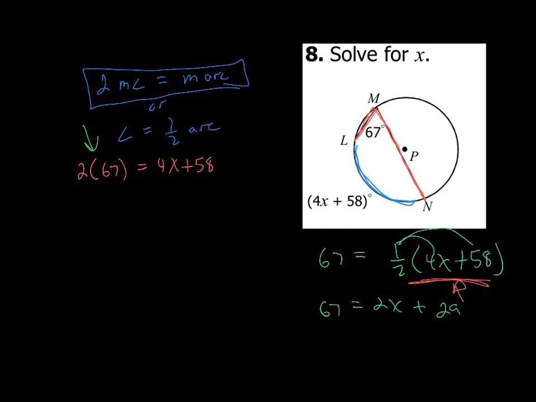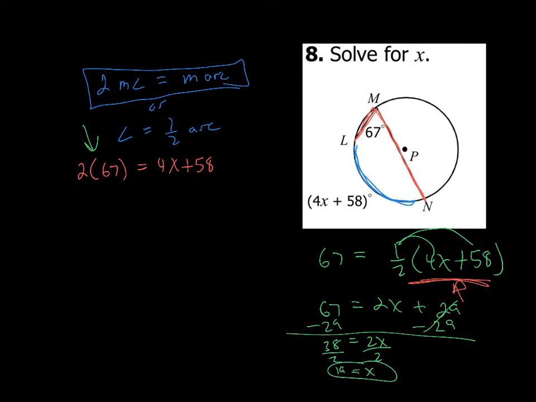So not so bad. I don't think I'd like this if there were odd numbers inside to take half of, because then I bring decimals into the situation. And I'm going to get 38 is equal to 2x. Divide by 2, and x is going to be equal to 19.